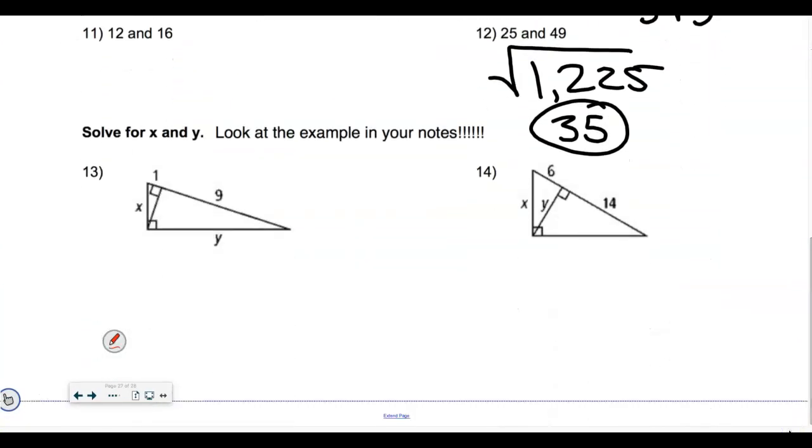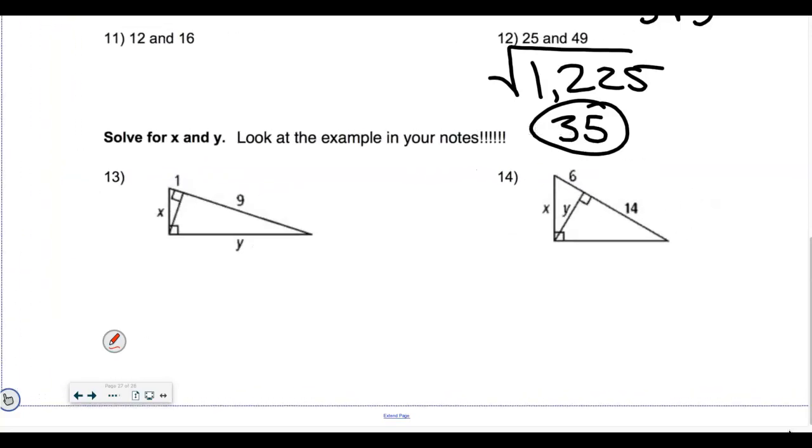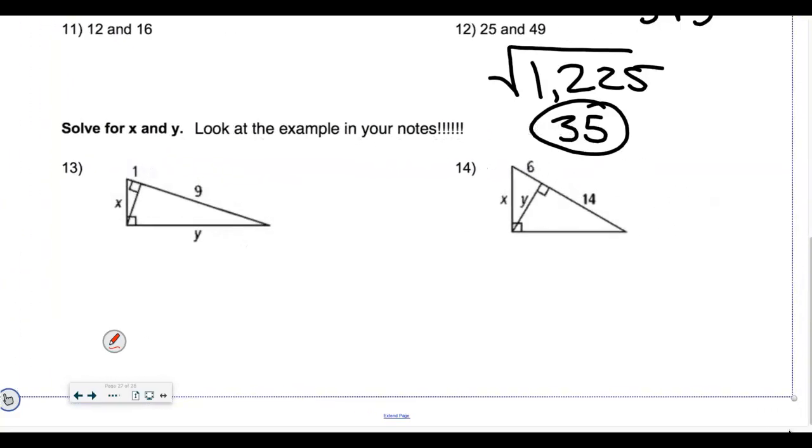You go label them. If you can label them, you can pick the correct one. If you can pick the correct one, you can set it up. If you can set it up, you can cross multiply. So it all kind of flows very nicely. So this says, look at the example from your notes. We're going to go label these.